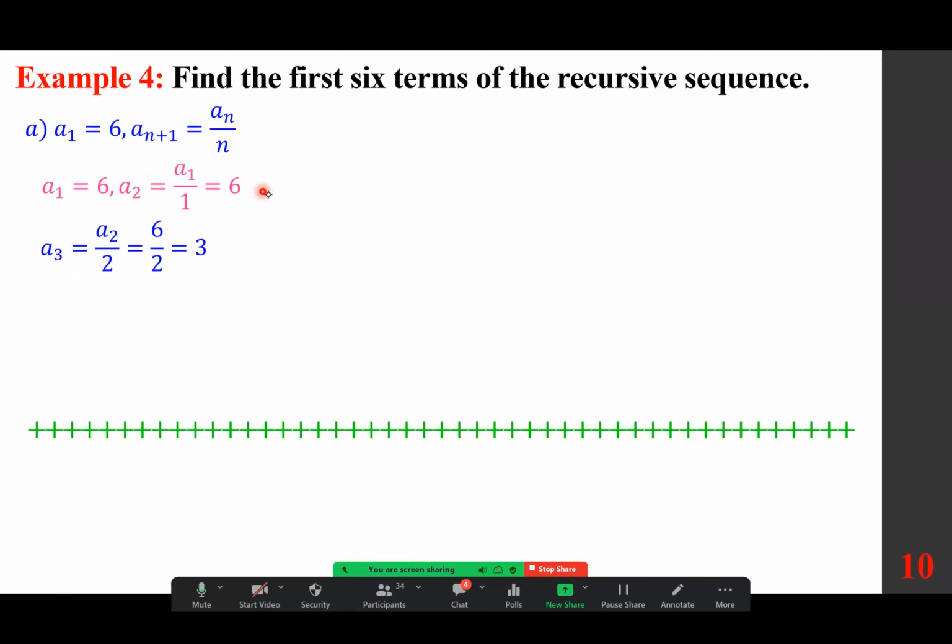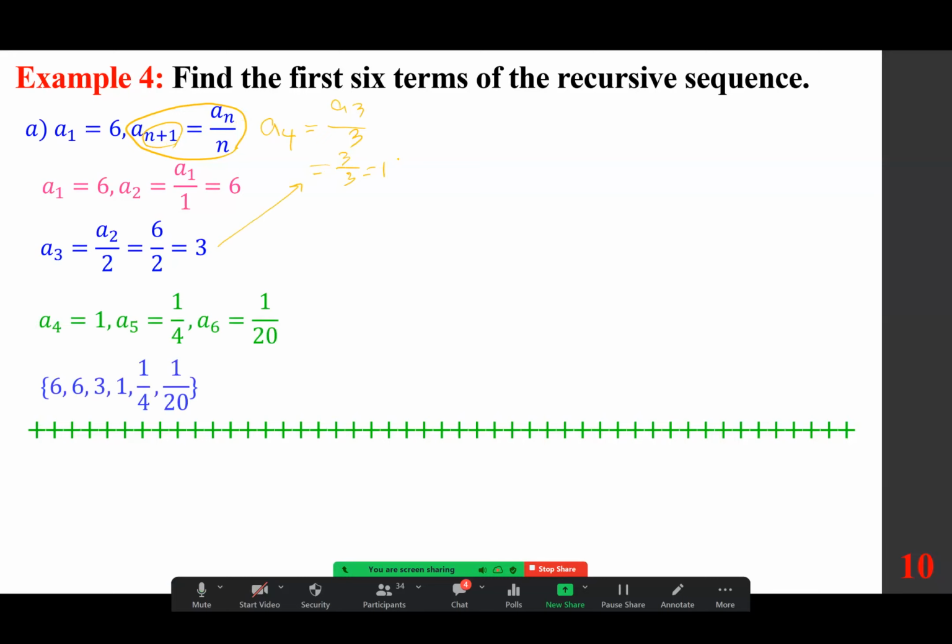I'm going to do one more. If I want the fourth one, according to this formula, class, if I want a sub 4, so this number is 4, right? Then I want a sub 3 divided by 3. So 3 divided by 3 is 1. I'm going to leave it for you to figure out the rest of them. You have to practice with those.